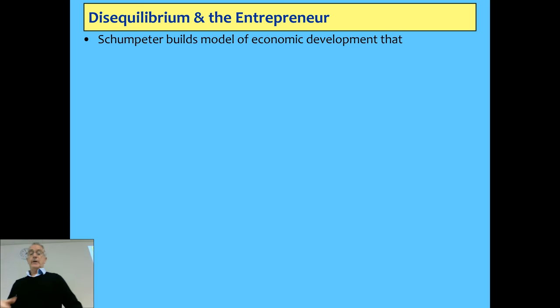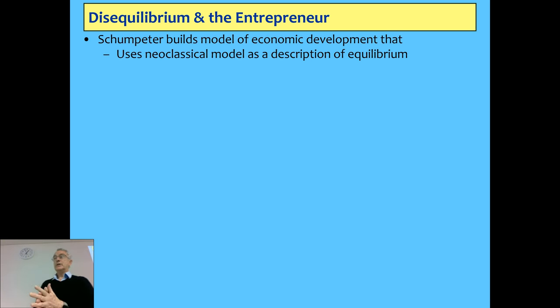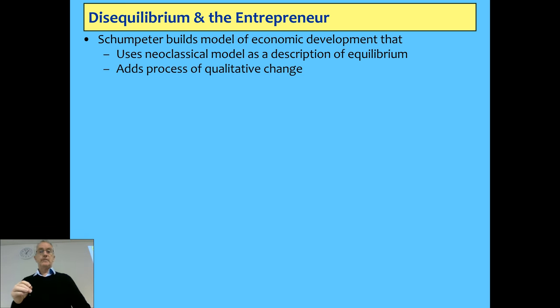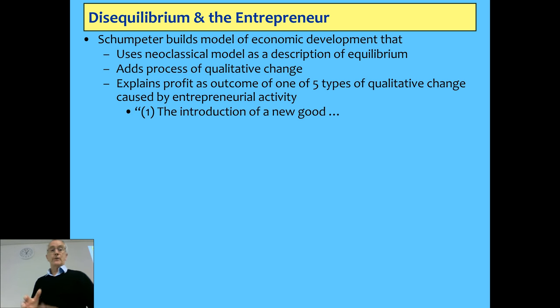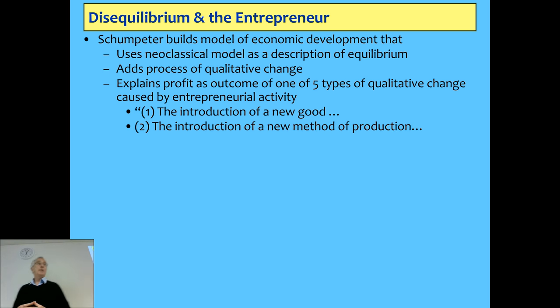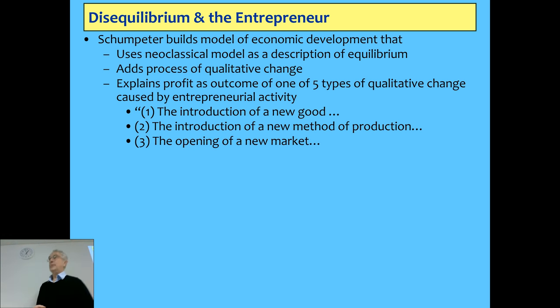So he talks about, and I'll finish with this slide, let's use the neoclassical idea of general equilibrium to describe a situation of rest. And then he says there's going to be qualitative change taking place. And profit will come out of one of five types of change. So you introduce a new good. Thinking again of Elon Musk's presentation, a rocket to travel between Shanghai and New York is clearly a new good. Okay? A new method of production. Well, in that sense, you can also say rockets rather than jets. Different again. Opening of a new market.